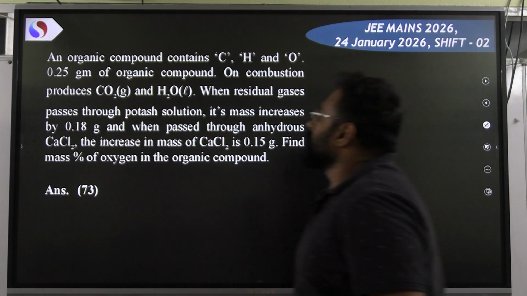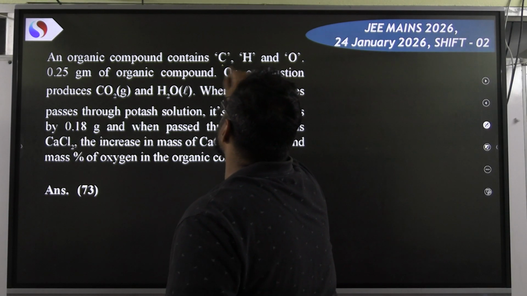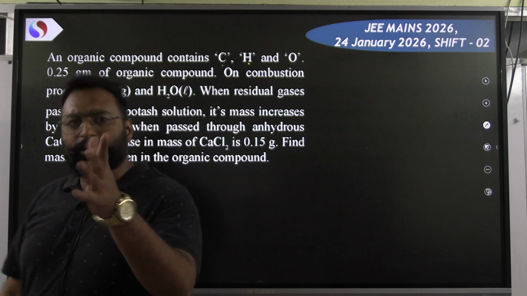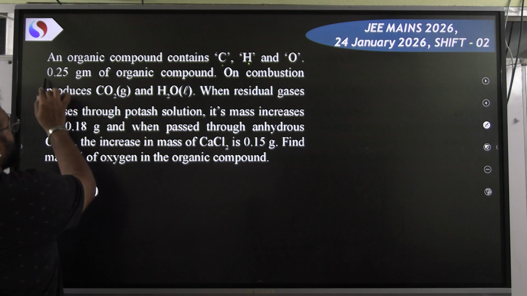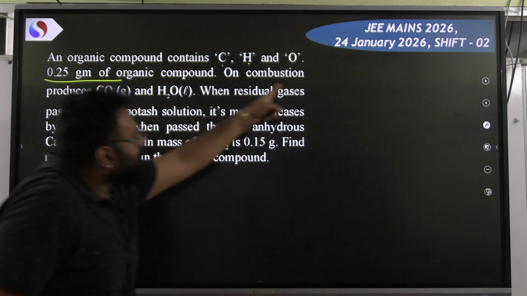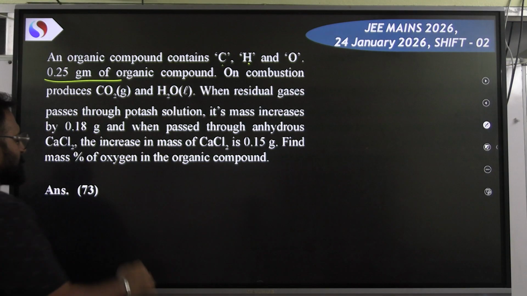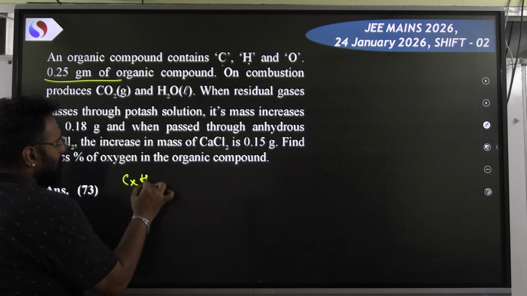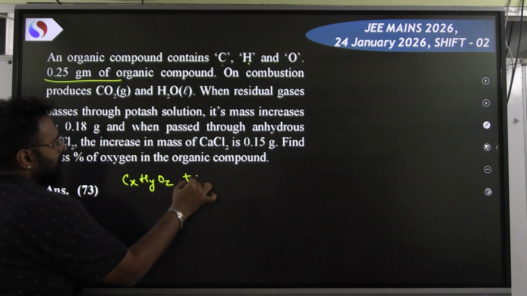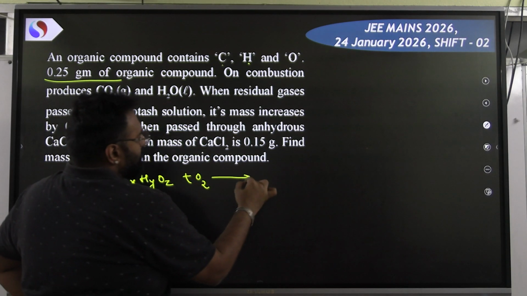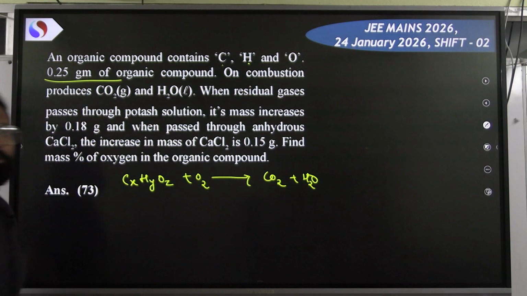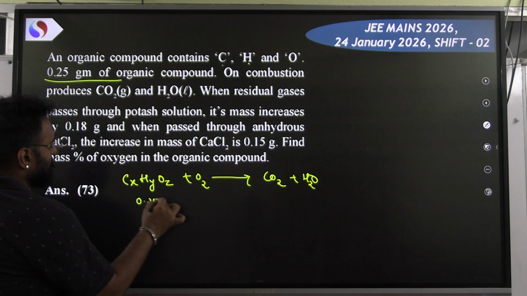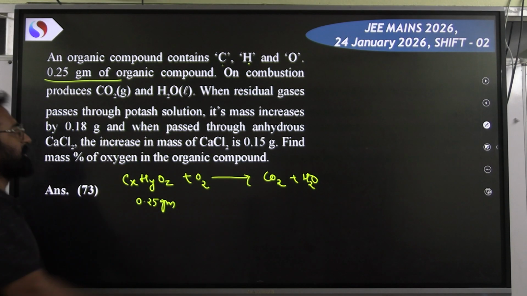Next, an organic compound contains carbon, hydrogen and oxygen. That means one organic compound contains all of them. And what is the weight of the organic compound? 0.25. On combustion, we have to combust it. So let us say our organic compound is CxHyOz and we have to combust it. So after combustion, what is produced? CO2 and H2O is produced. Correct? Weight of organic compound is how much? 0.25 gram. This is given.